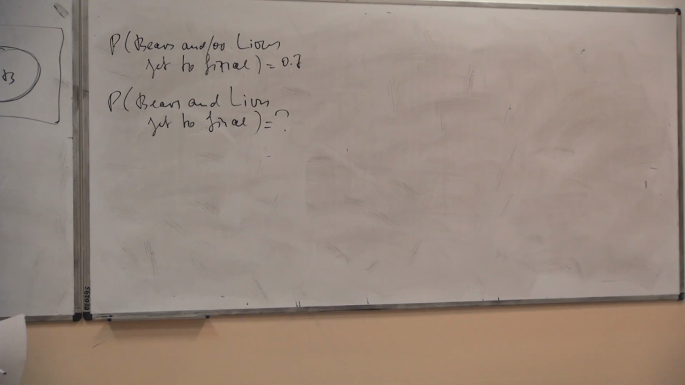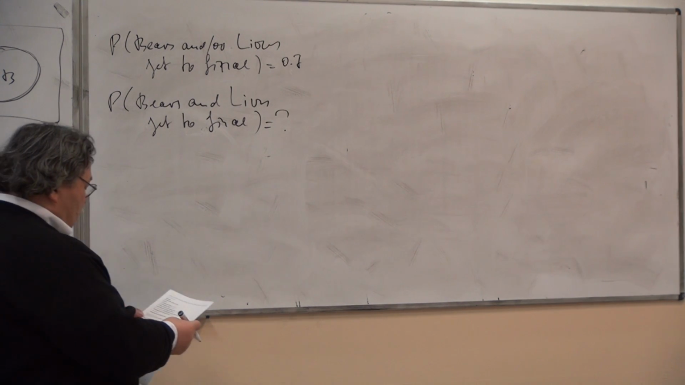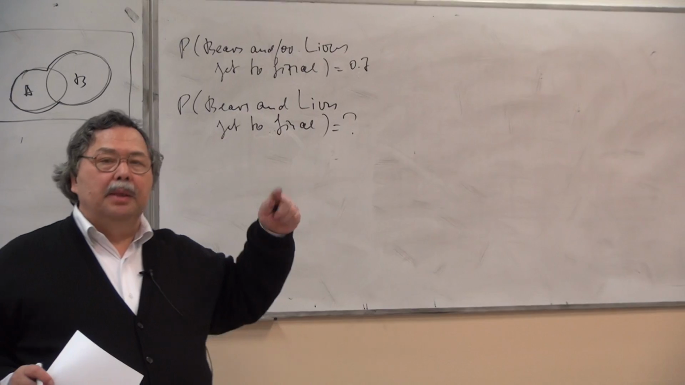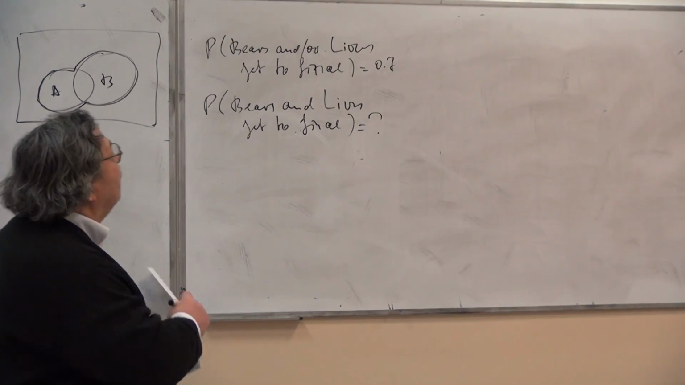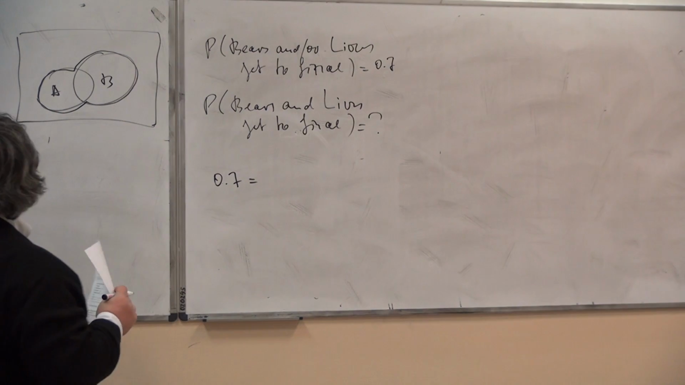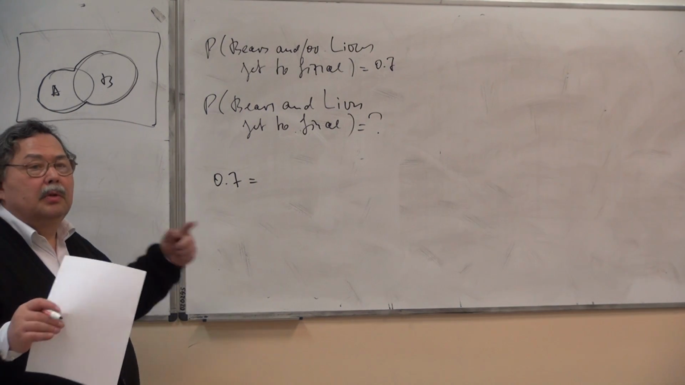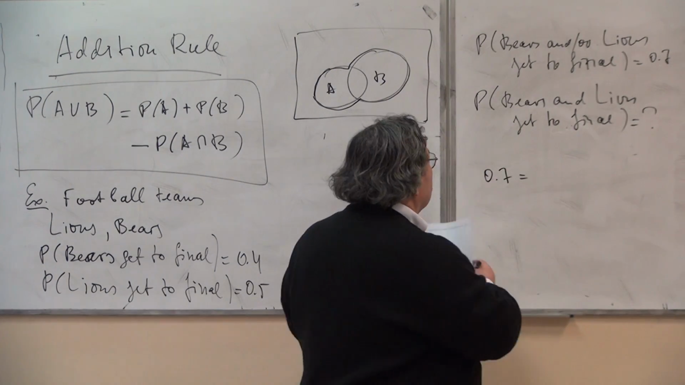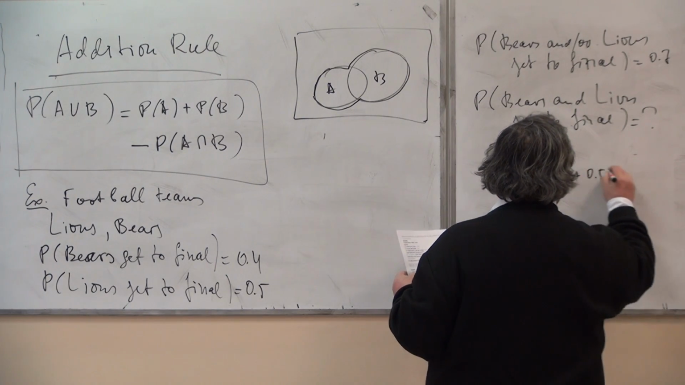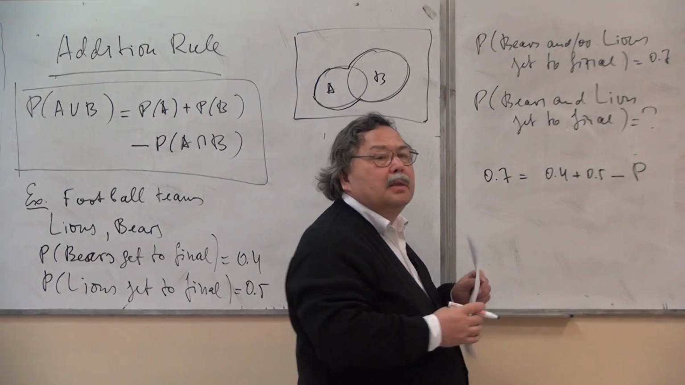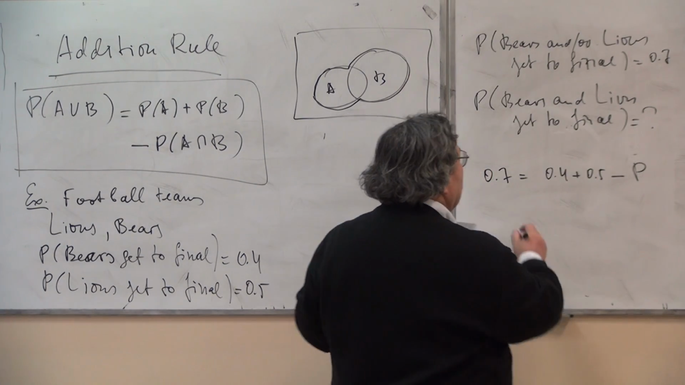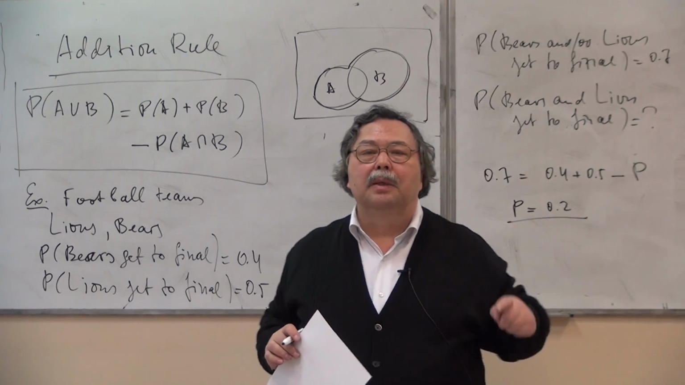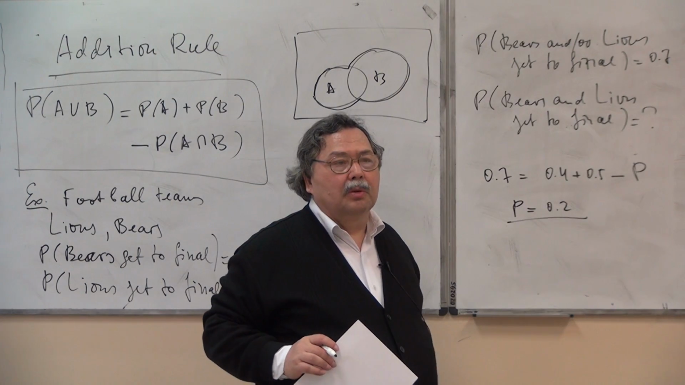Okay, now let's look at this probability here. It's the union of two events: Bears get to the final and Lions get to the final. By this formula, it must be equal to the sum of the two separate probabilities minus the probability of the intersection. So it's going to be 0.4 plus 0.5 minus what we are interested in, okay? From which, solving this simple equation, we get this answer. The probability that the final match will be played between these two teams is 0.2. Simple enough, okay?